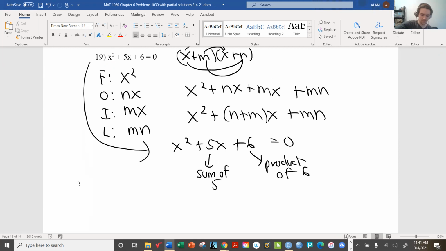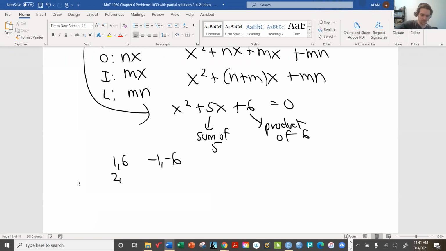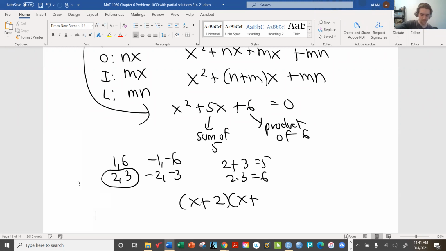So what we need to do then, typically the easiest thing to do is to write out a list of all the integers whose product is 6. Like, for example, 1 and 6, minus 1 and minus 6, 2 and 3, minus 2 and minus 3. That should be it. Only one of these, though, has a sum of 5. So 2 plus 3 equals 5. 2 times 3 is 6, so we're good. And that means that x plus 2 times x plus 3 equals our original equation.